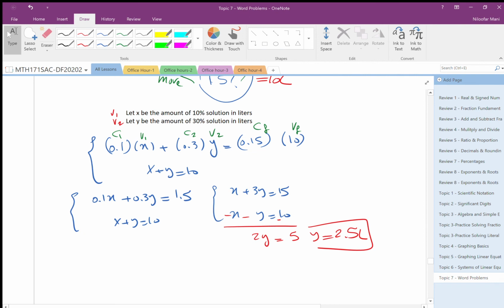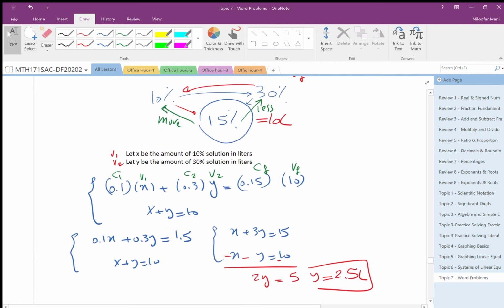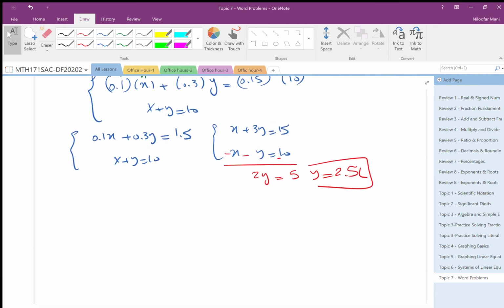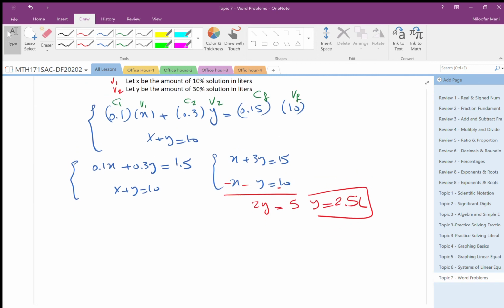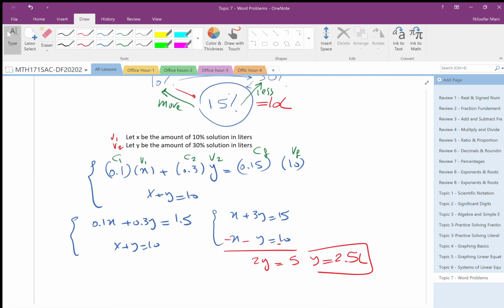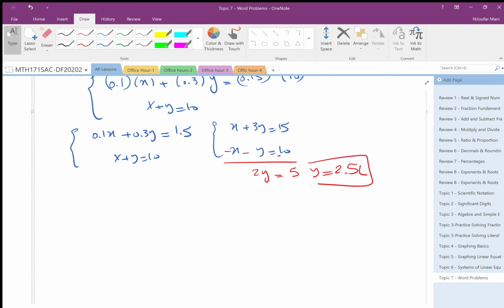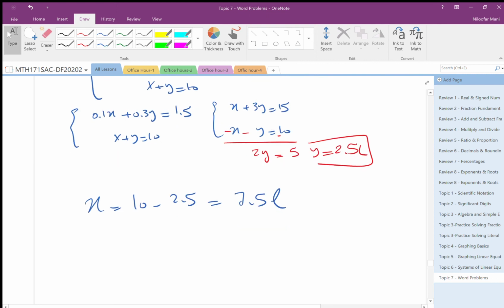So I found Y is 2.5 liters. Perfect. It means I just add a little bit of 30% to increase 10% to 15%, because 10% is closer to 15%. So what is X then? X is 10 minus 2.5 liters, which is 7.5 liters. Perfect, I check my answer and then I write.